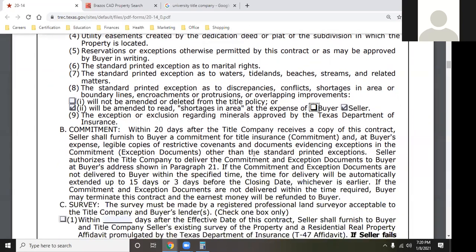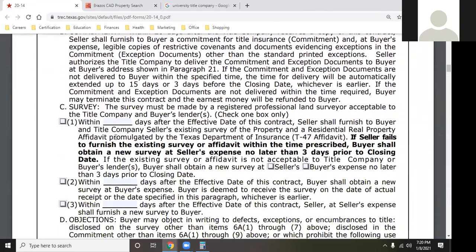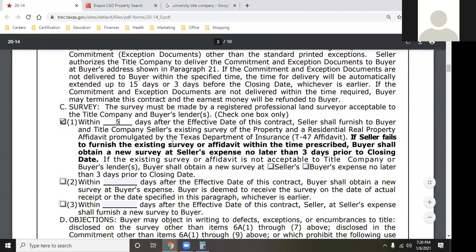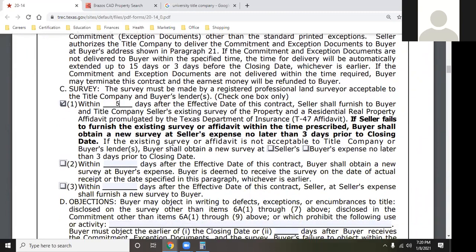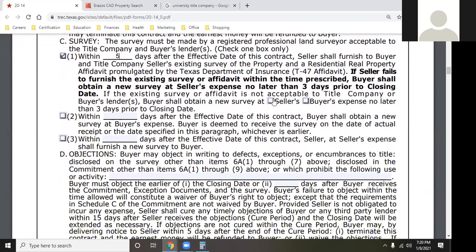Okay. We scroll down to survey. Mr. Travis has not provided us a survey. So we are asking 5 days that he submits the survey to. Okay. If it doesn't, again, I'm writing this contract in my favor, or in Stefan's favor. So I'm going to put seller.